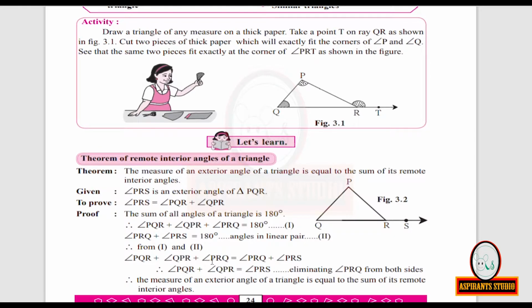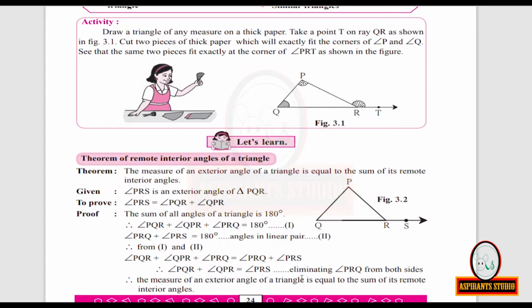Bring measure of angle PRQ, which is found on the left hand side, to the right hand side. Then it will become measure of angle PRQ minus measure of angle PRQ. So we can eliminate measure of angle PRQ from both the sides now. So what will be remaining? Measure of angle PRQ minus measure of angle PRQ will become 0. So what will remain? Measure of angle PQR plus measure of angle QPR is equal to measure of angle PRS.